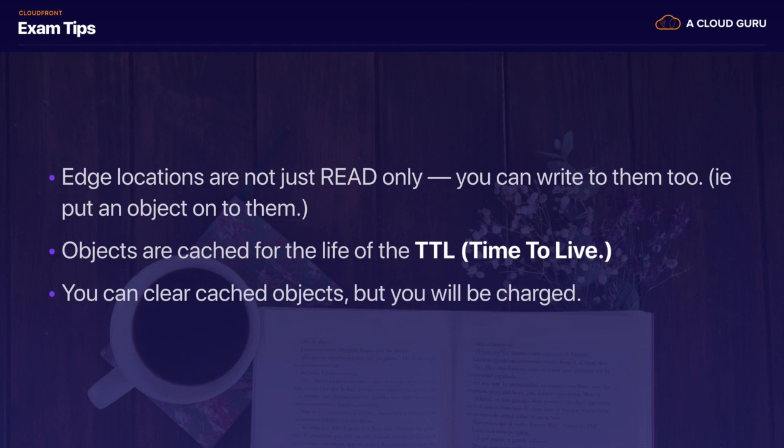And then finally, you can clear cached objects. You can invalidate an object, but you are going to be charged if you do that. That's a really important exam topic, that you can invalidate cached content. If you've uploaded something and your users are still getting old data, for example you might have added a new video and they're still getting the old video, you can go in and clear those cached objects, but you are going to be charged. It's called invalidating the cache.